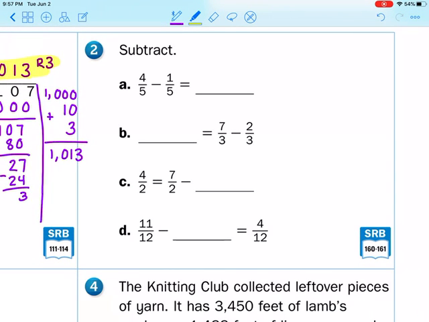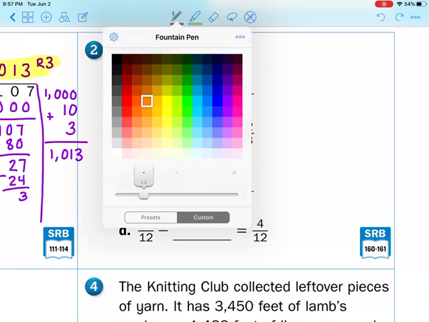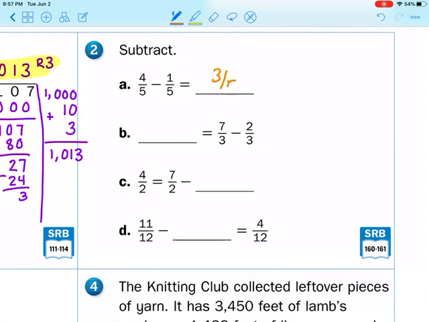Okay, let's look at number 2. We are subtracting fractions. So 4/5 minus 1/5 is, still in my highlighter, let me change my color, 3/5. Okay, now look at where my equal sign is. So 7/3 minus 2/3. So 7 minus 2 is 5, and my denominator stays the same, 5/3, or 1 2/3 if you change it to a mixed number.